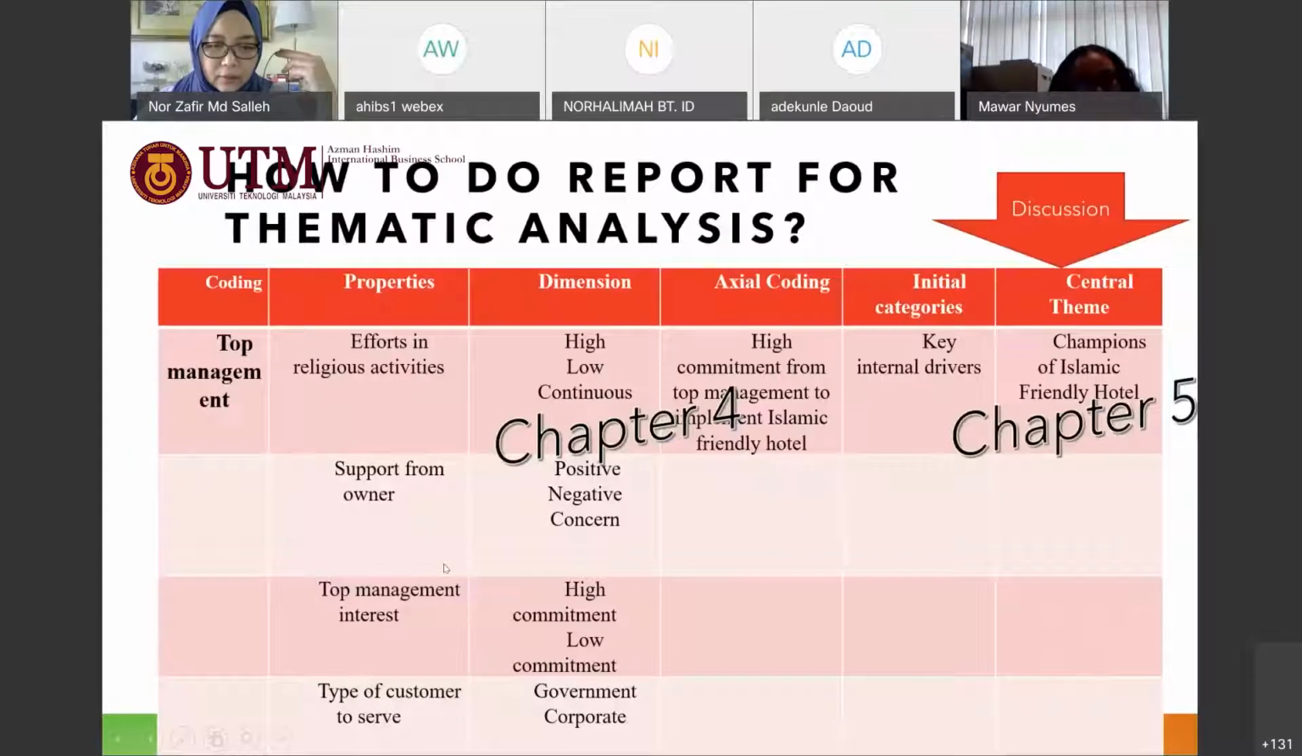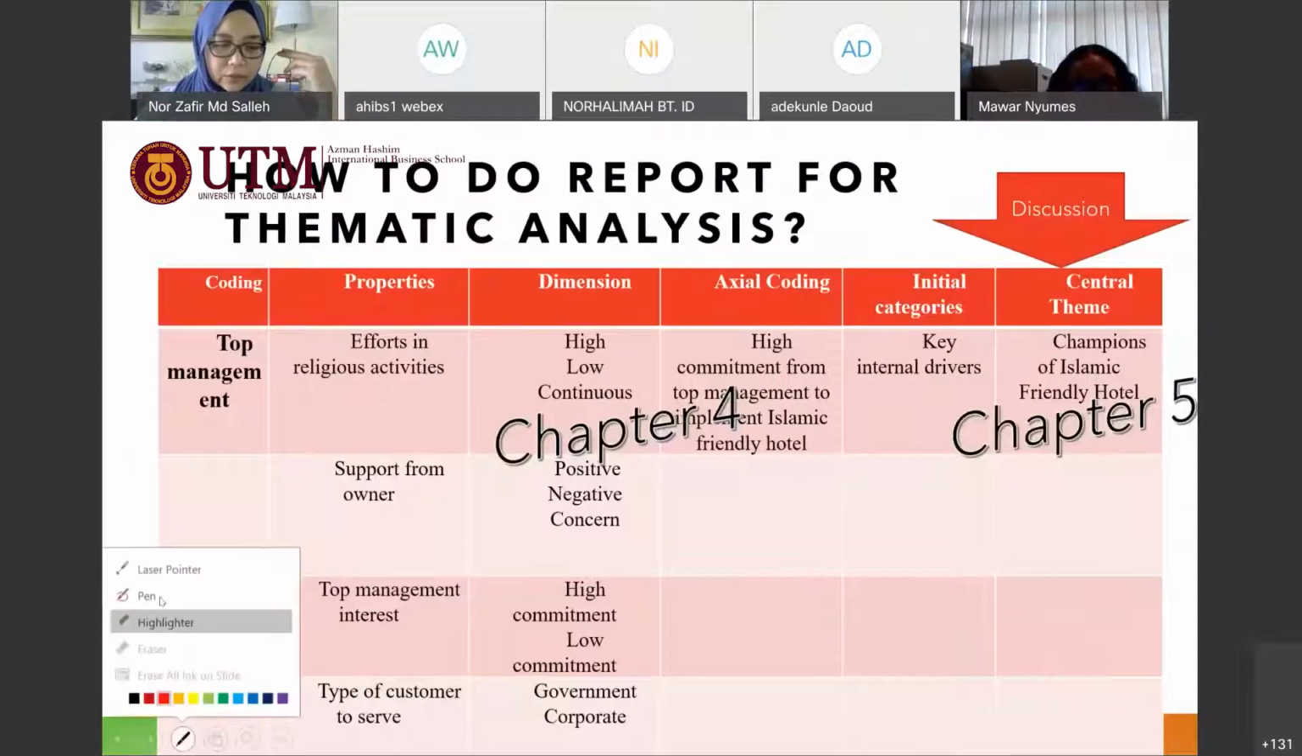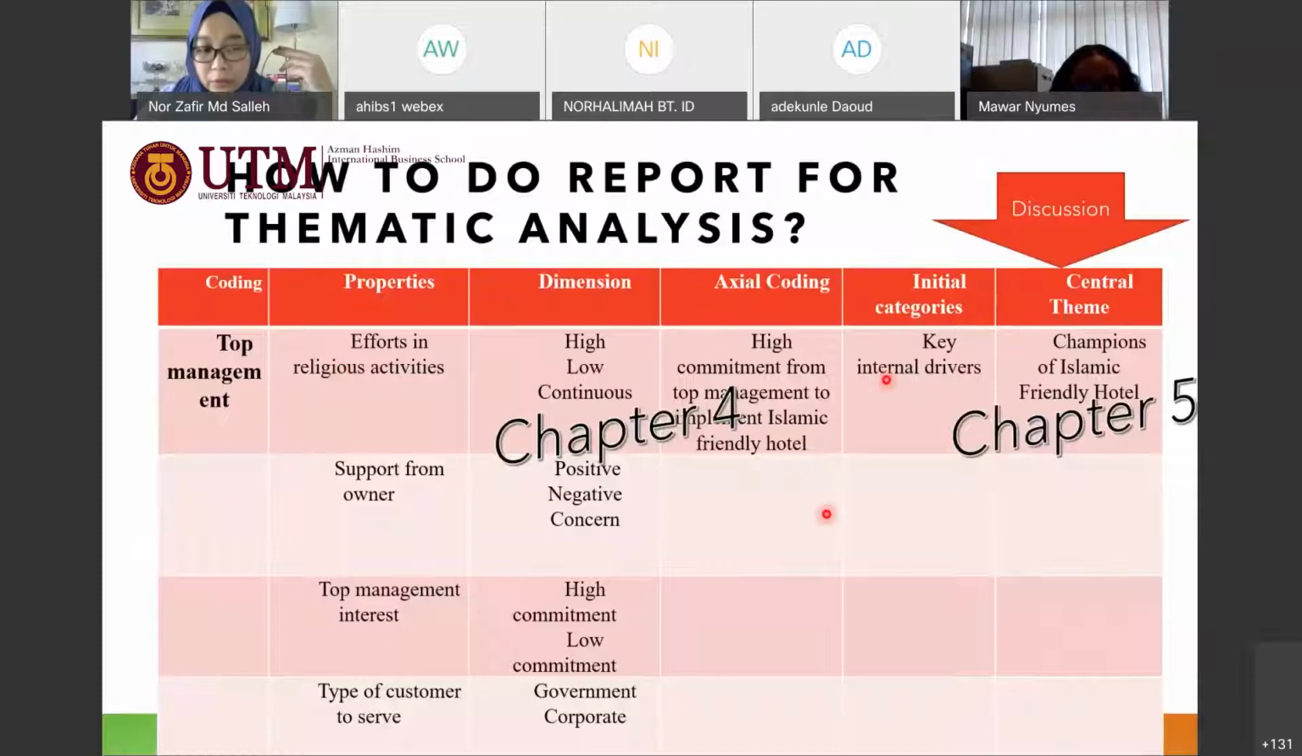Okay, so in this slide, I try to explain to you using this table where you are going to write in chapter 4 in terms of findings, and where you are going to write in chapter 5 in terms of discussion. If you do this table under top management, there is this property. What are you going to explain in top management? Well, I want to explain about the effort. What are the efforts? High, low, the effort is continuous. So you want to mention all these and write it. It can be a good guideline for you.